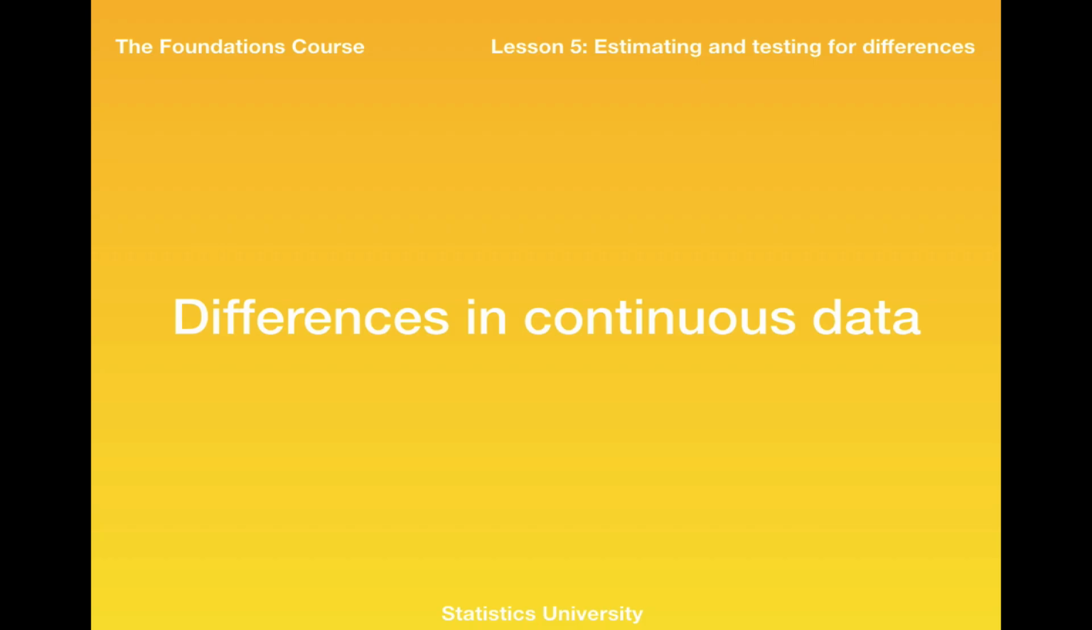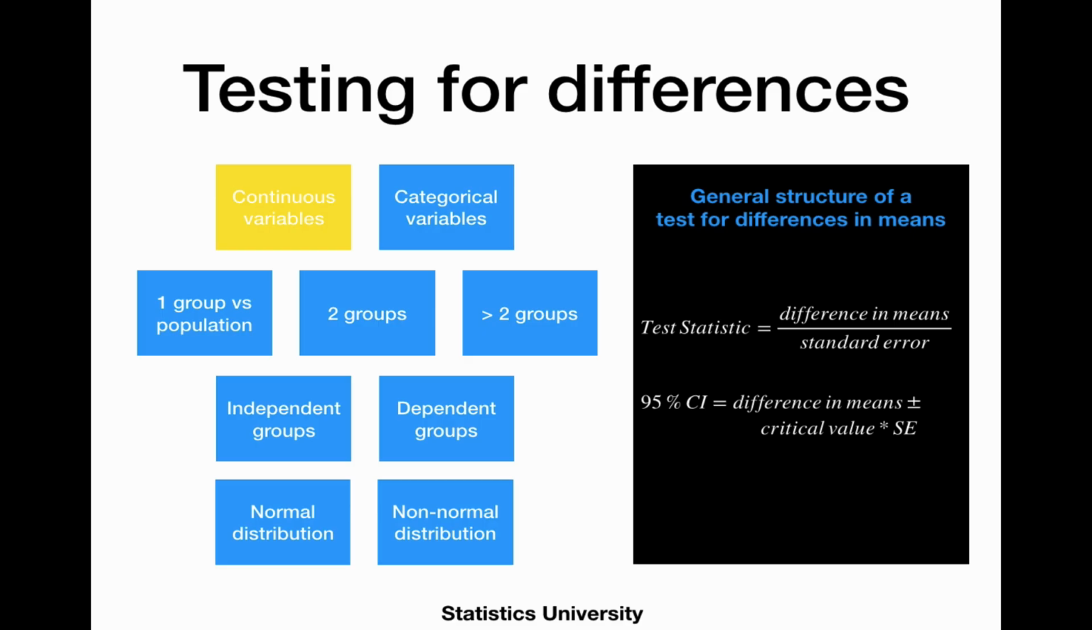We are going to look at how to test for differences in continuous data now. The general structure of a test for differences in means is depicted by its test statistic in the form of a difference in mean divided by its standard error. So if you have a relatively large between group mean difference in relation to its standard error, you will obtain a relatively large test statistic. And large test statistics have a low chance probability, so they will result in small p-values.